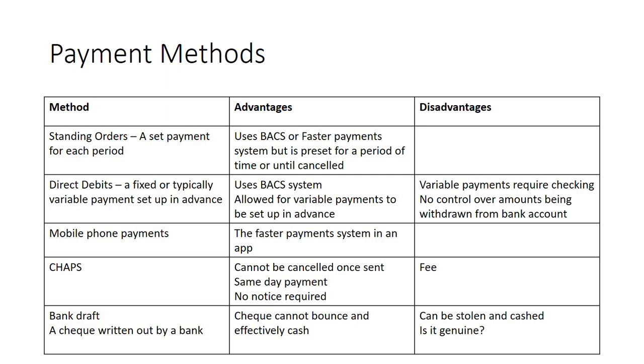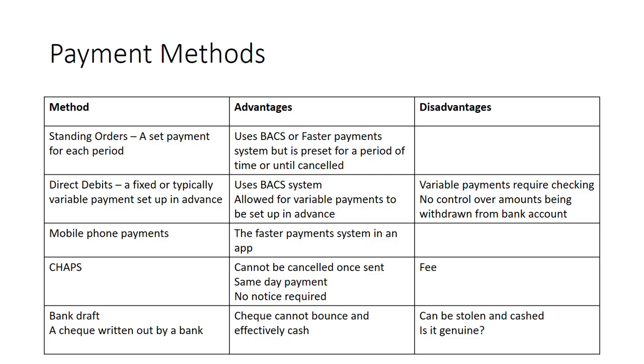Then we have this different thing called CHAPS. Now it operates in the same way as BACS or Faster Payments. It's a transfer between bank accounts, but it has a fee attached. So why does somebody use CHAPS with this fee attached rather than simply BACS or Faster Payments? Well, CHAPS doesn't have a limit. It doesn't have the £100,000 limit as Faster Payments. So if you went over £100,000, you'd be using CHAPS in any case.